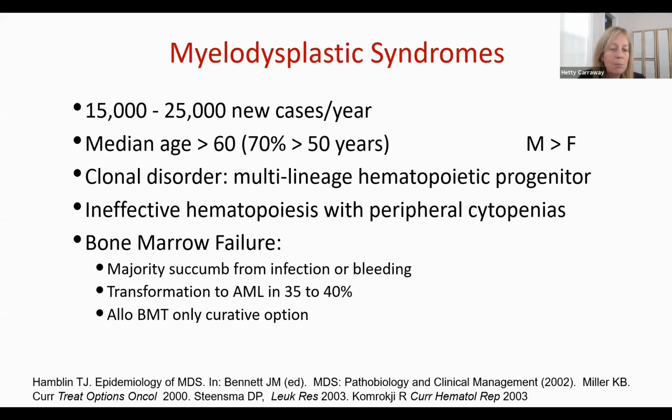We know that many of the patients that are diagnosed with MDS can succumb to infections or bleeding because of these cytopenias, and that there is a risk of transformation to AML in about 35 to 40% of patients with MDS. And we'll touch upon this towards the latter part of the discussion, but allotransplant is really the only curative option, and there are challenges that come with that, particularly because there are comorbidities and other issues in the older population that is diagnosed with MDS.